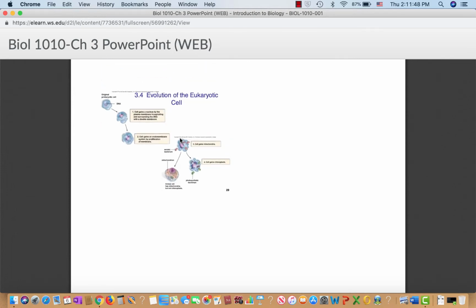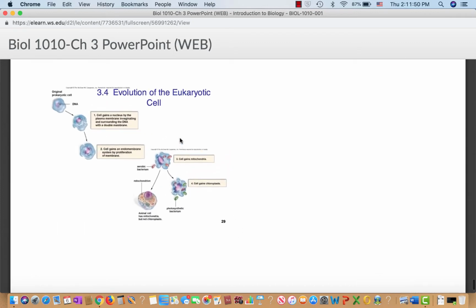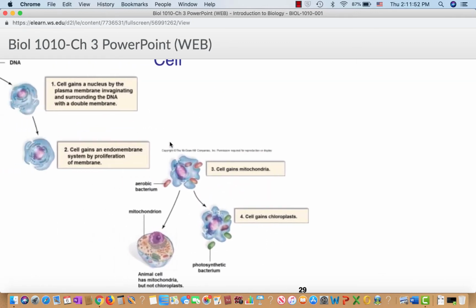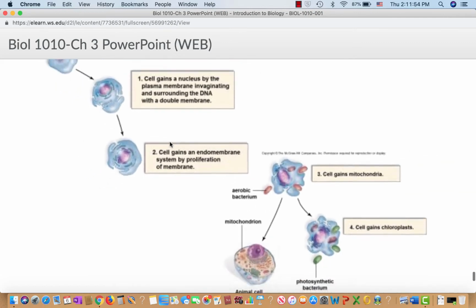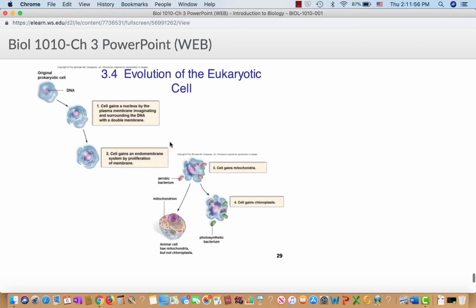So let's see if I can zoom in on this without breaking it. So this is what we were talking about before here with the mitochondria and chloroplasts having their own DNA. At one point in time, you had this early prokaryotic cell that surrounded its nucleus with a membrane and allowed its functions to be separate from the rest of the cell.